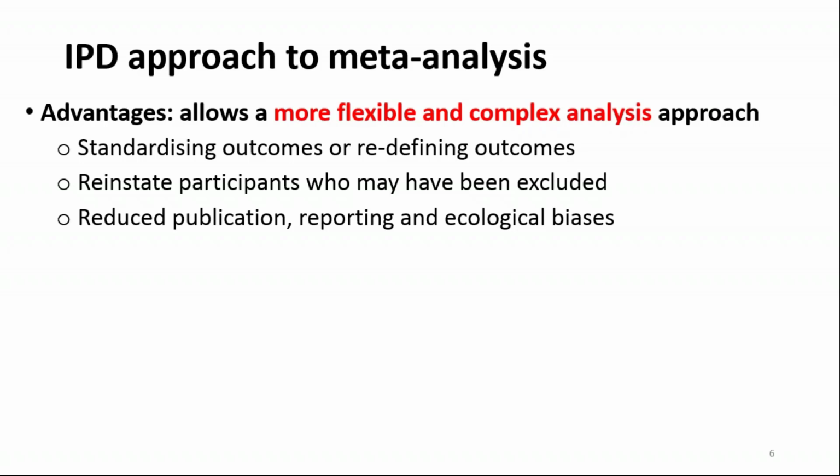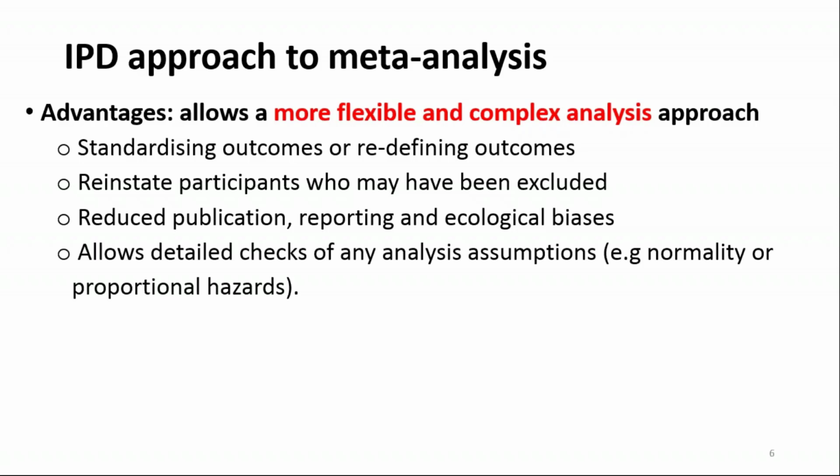And theoretically, such an approach should result in reduced publication and reporting bias, as unpublished information can be included, and also reduced ecological bias, as the effect size within a group may not necessarily reflect the effect sizes of individuals. For example, the treatment effect for a group of people with an average age of 50 may not necessarily reflect the treatment effect size for an individual person of the age of 50.